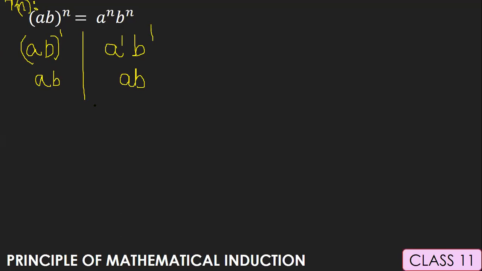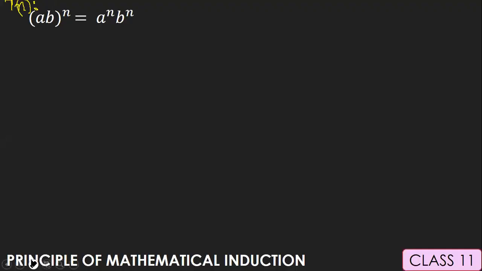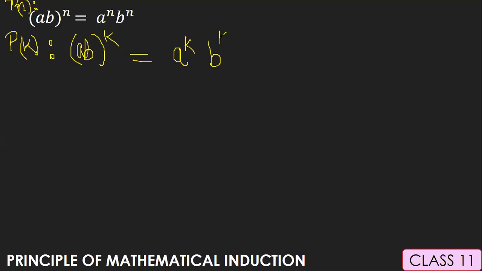Now let us assume that it is already true for n is equal to k. For n is equal to k, Pk would be (ab) raised to power k, that is equal to a^k b^k, right? Now let us take n is equal to k plus 1 and check for left hand side and right hand side.